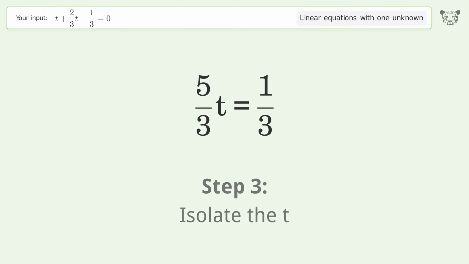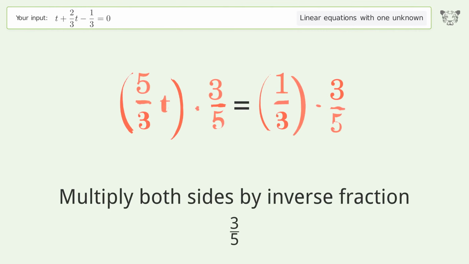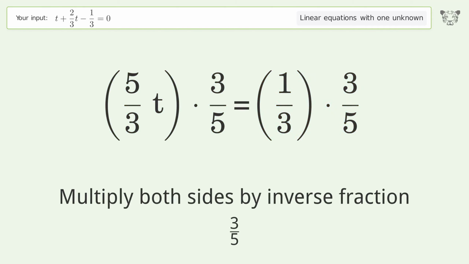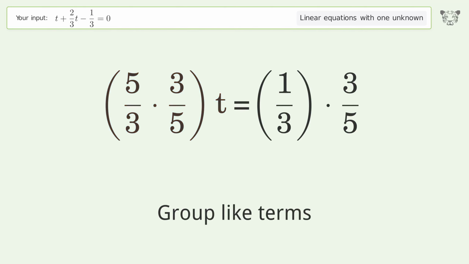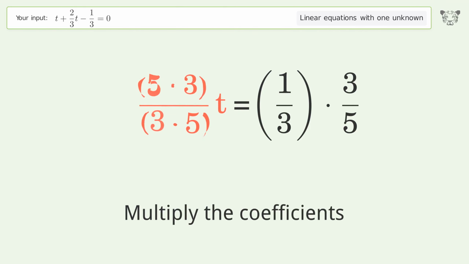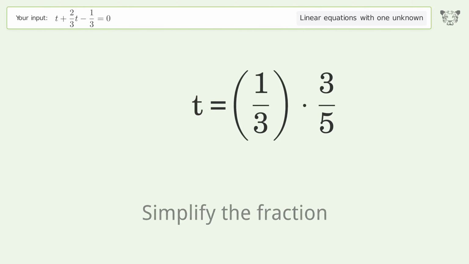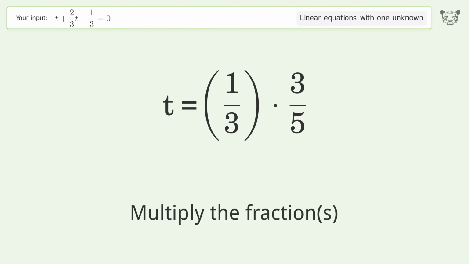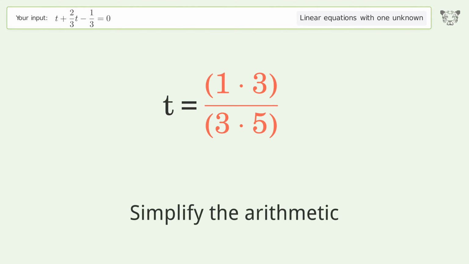Isolate the t. Multiply both sides by inverse fraction 3 over 5. Group like terms. Multiply the coefficients. Simplify the fraction. Multiply the fractions. Simplify the arithmetic.